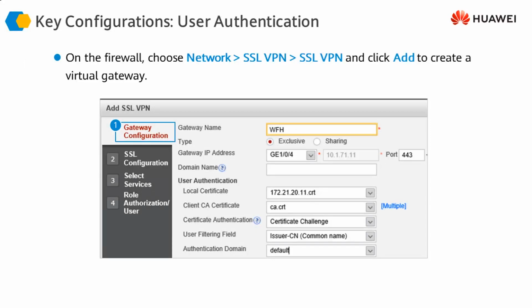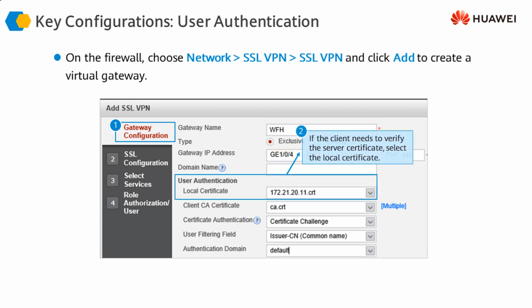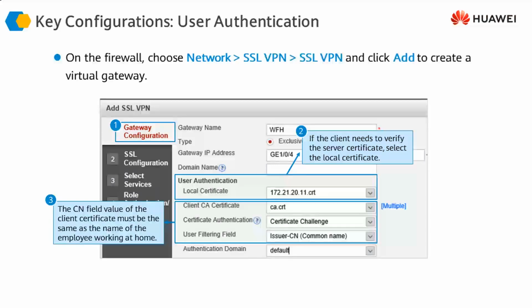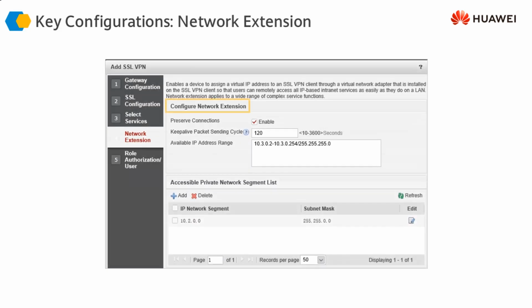We create a virtual gateway, we name the gateway, the type is exclusive, we assign the gateway interface and IP address, and then we configure the local certificate, and the client certificate related configuration is done here. The important thing is that we select the service. We select the service to be network extension.